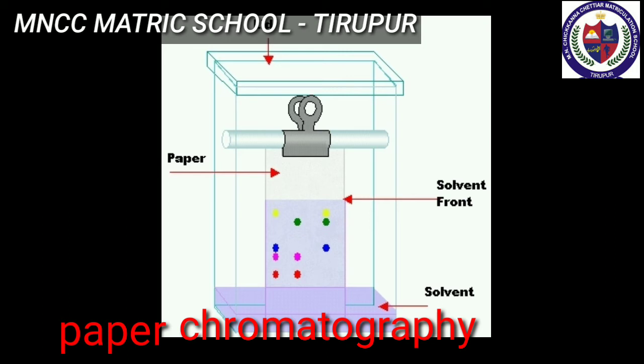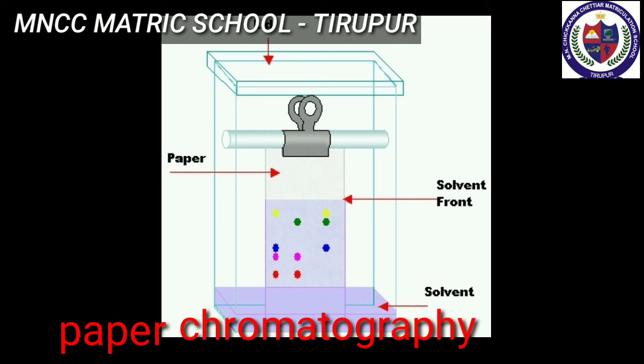Before we discuss the technique, we will take a look at the difference between the two important terms, adsorption and absorption. So first one, adsorption is the process in which the particles of a substance are concentrated only at the surface of another substance. Next one, absorption. Absorption means the process in which the substance is uniformly distributed throughout the bulk of another substance.